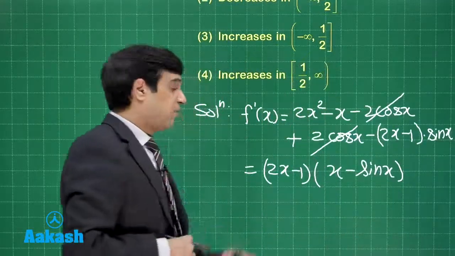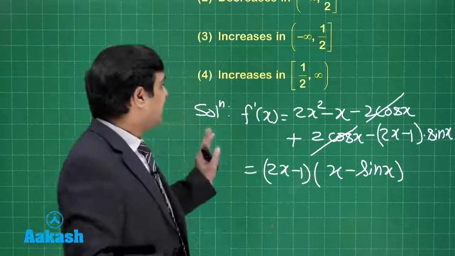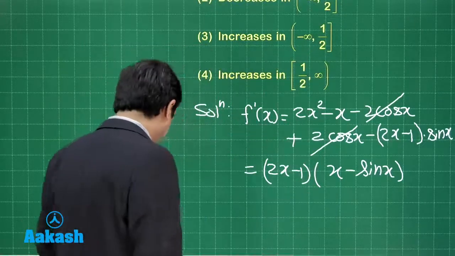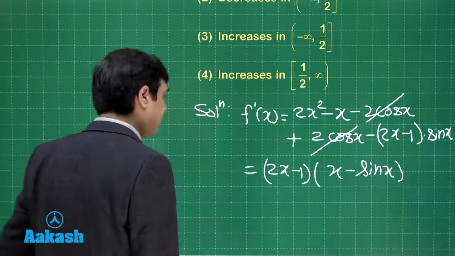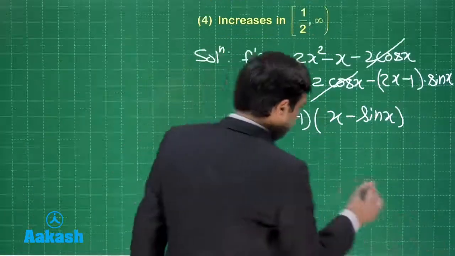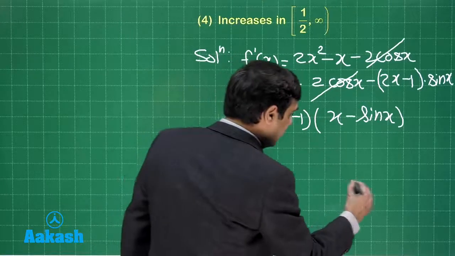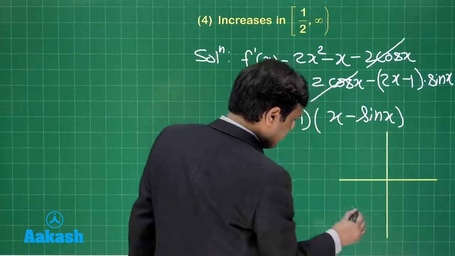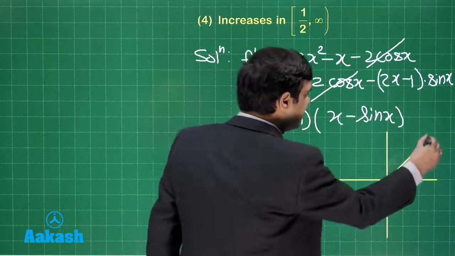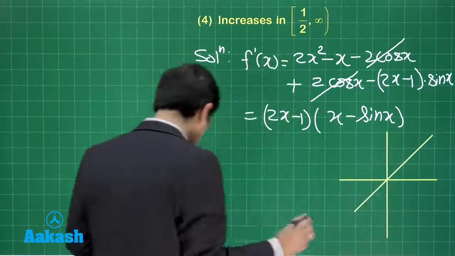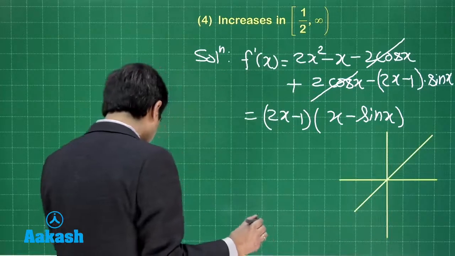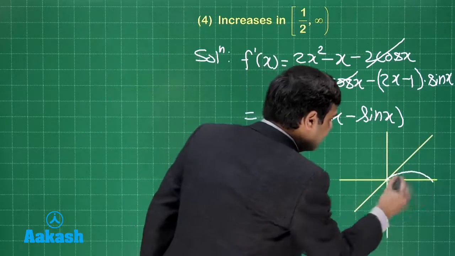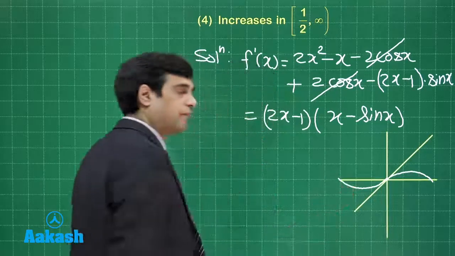We have to talk about increasing decreasing nature in the interval like half to infinity or minus infinity to half. So half is given as some important term. If I look at x minus sin x, let's see what I will be observing. This is the line y equals x. The curve of y equals sin x will be drawn like this here and like this here.